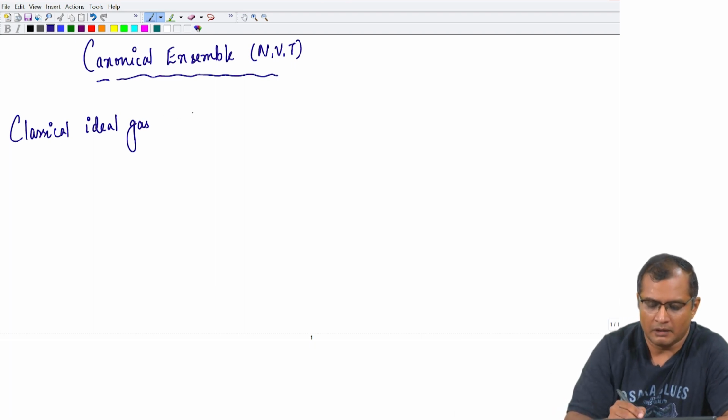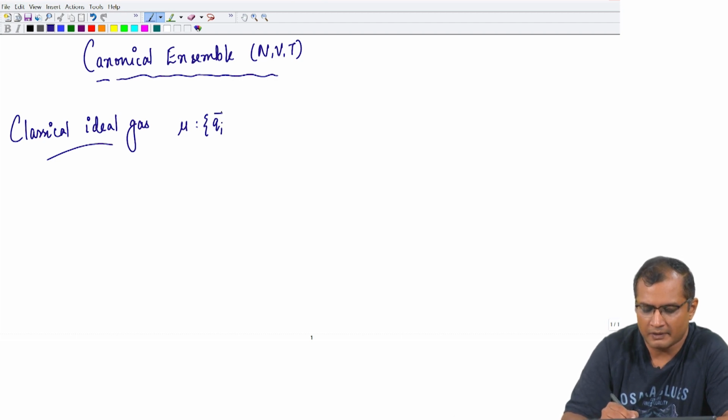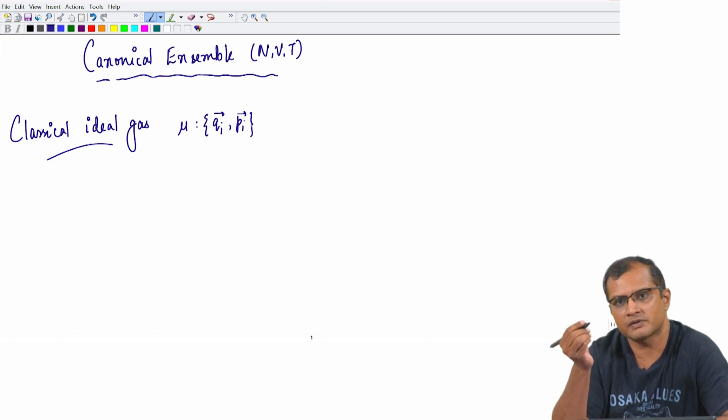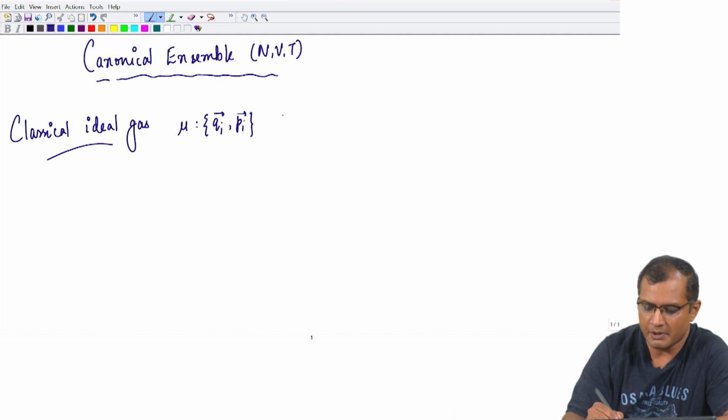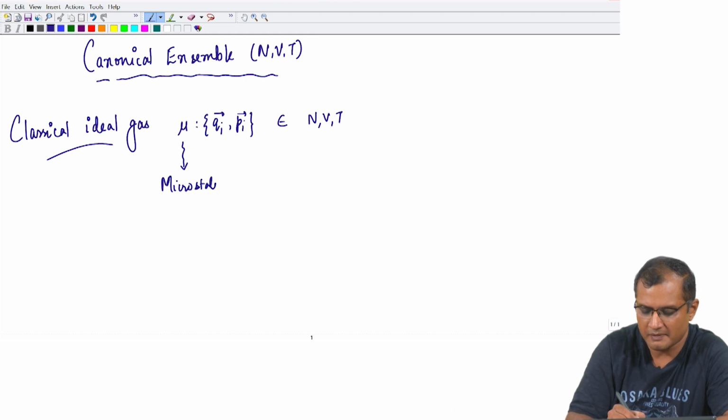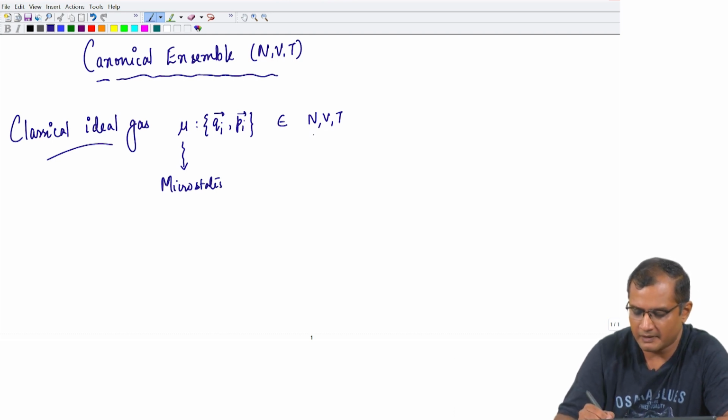So, a microstate typically of a classical ideal gas is composed of a set of coordinates and momenta. This constitutes a single microstate mu, and the microstate belongs to our macrostate NVT. Okay, so, this is your microstate, and there are a large number of microstates, and this is our macrostate, the specified value of NVT.